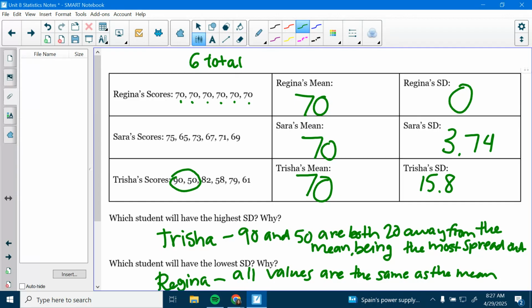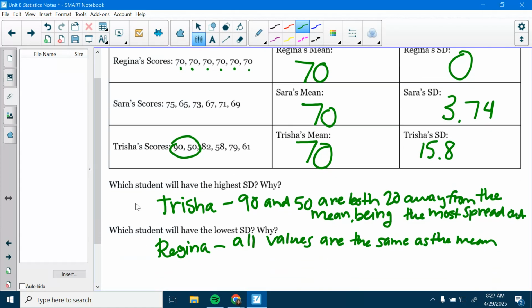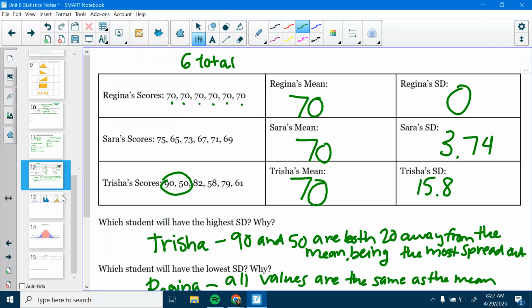Notice that the standard deviation is not just subtracting, okay? It's a measure of how spread out our data is, okay? And I believe that is it for this video. So there is a second video about the normal curve. This covered standard deviation and how to find it.